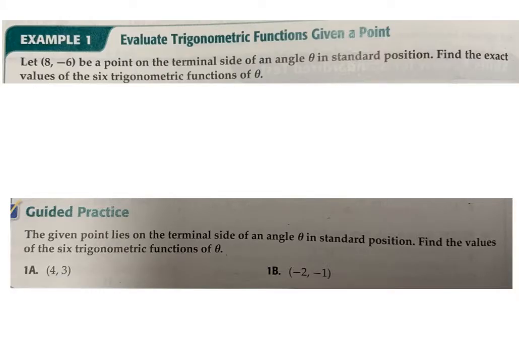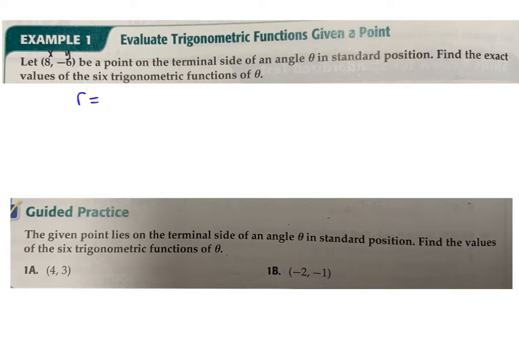So let's look at the example here. Let (8, negative 6) be a point on the terminal side of angle theta in standard position. Standard means it's just a positive angle. Find the exact values of the 6 trig functions. They have given me x and they have given me y. I need to calculate r. So my first step is to calculate r using the Pythagorean theorem.